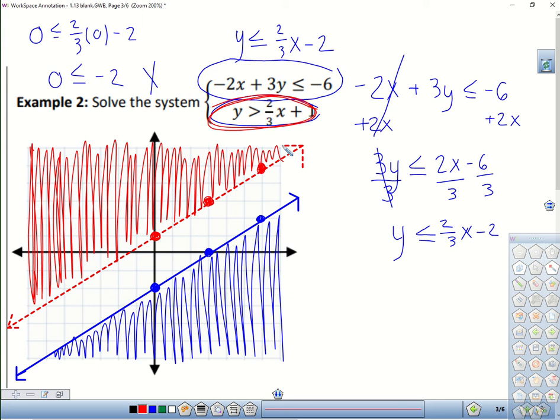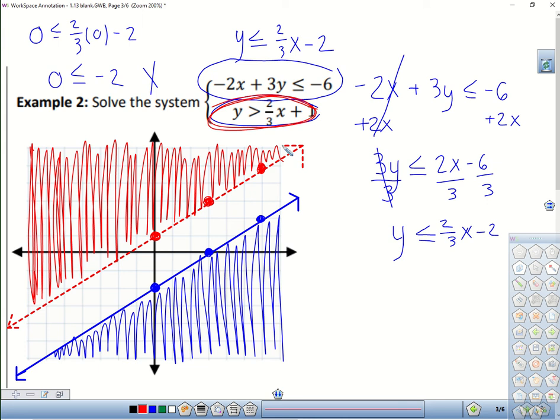So what this shading basically means is that the region that the blue is shaded satisfies the blue inequality, this one. The region that the red is shaded satisfies all of the red inequality. And any of the region that is not filled in is what satisfies neither inequality. So any point in this region will satisfy neither.